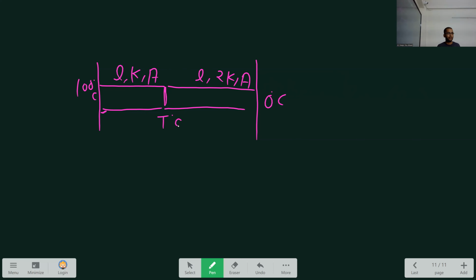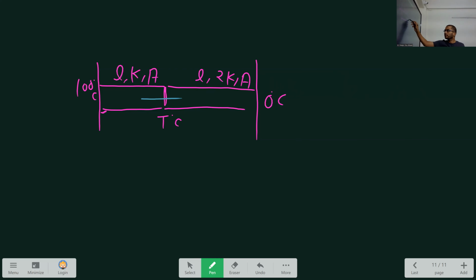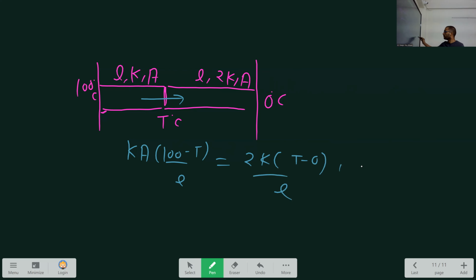Again, you can apply the same formula. Incoming heat current is equal to outgoing heat current. Incoming heat current will be KA, students, (100 minus T) by L. And outgoing heat current will be, students, here K is 2K, so 2K A into (T minus 0) by L. Now students, you can solve this by this.